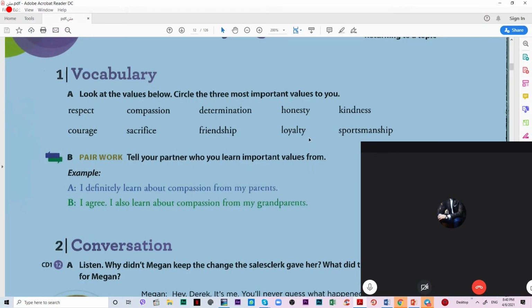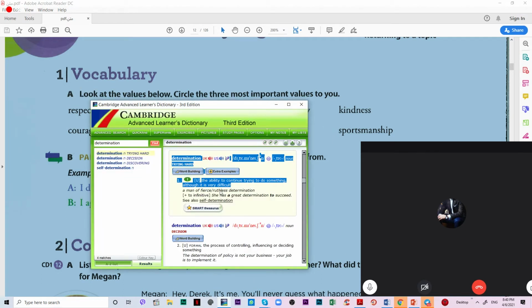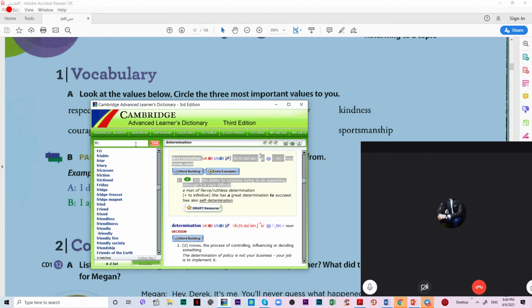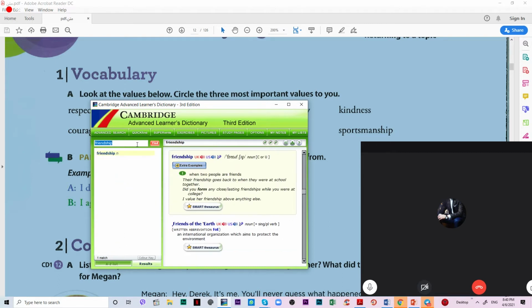Friendship, صداقة. What's the meaning of friendship? Let us see. Friendship means when you have a friend, they might call it a close friend. Friendship is when two people are friends, and they might call them صديقان, two friends. Example: a friendship.